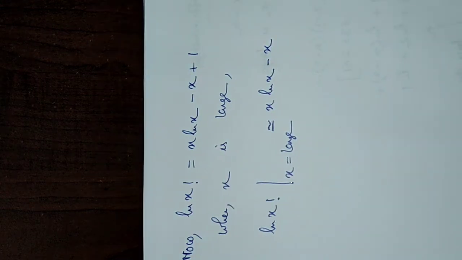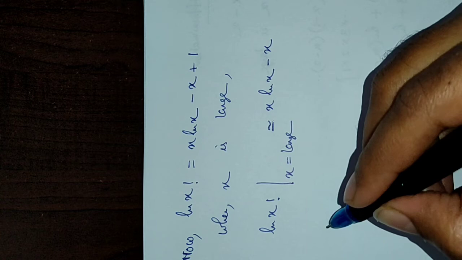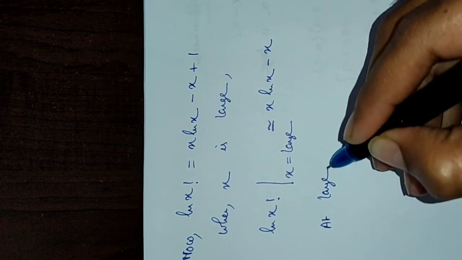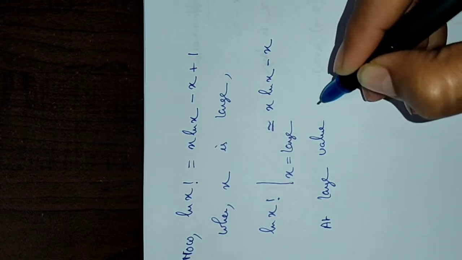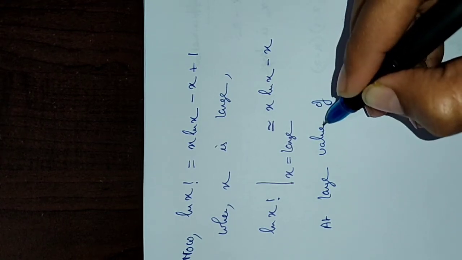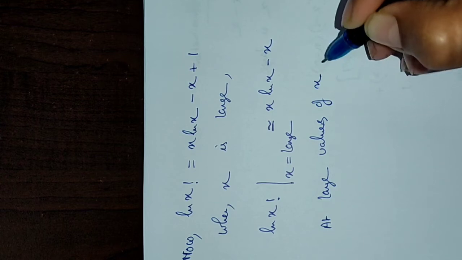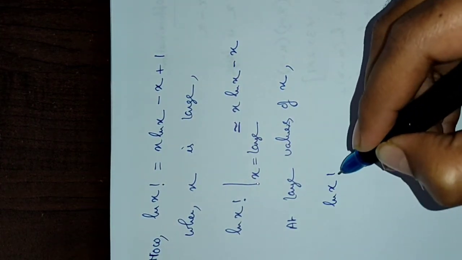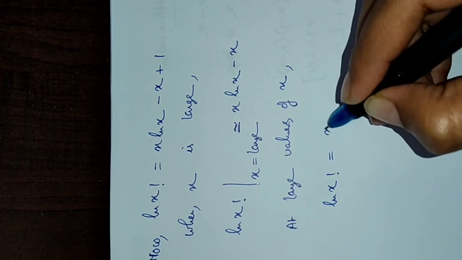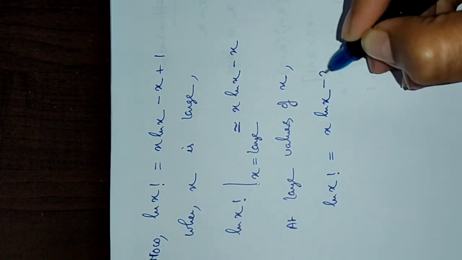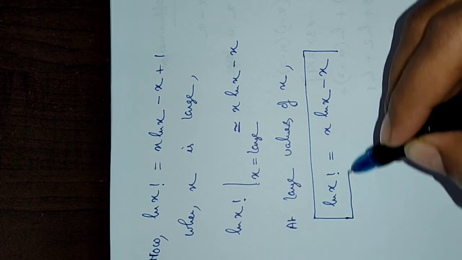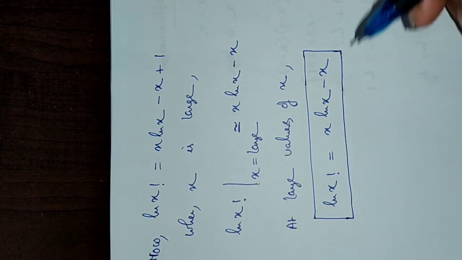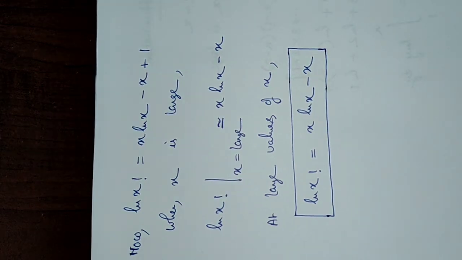So at large values of x, ln x factorial becomes x ln x minus x. This is the Stirling's approximation and we have used it in the previous lecture.